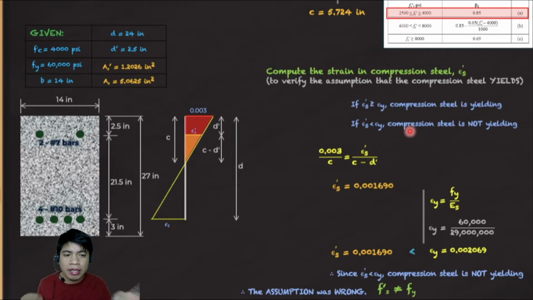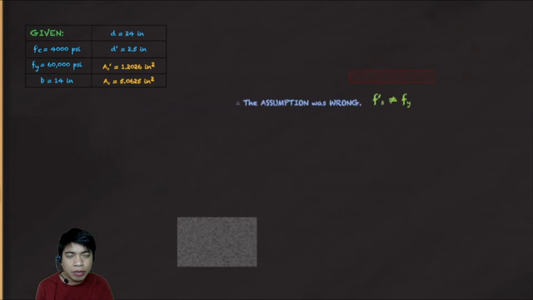So, kung mali yung ating assumption, guys, ibig sabihin yung na-compute kanina natin na A at saka C, mali yun. Hindi na dapat yung gamitin yung A at saka C na yun. Pati na din itong compression steel strain na to kasi gumamit tayo dito ng C na mali. So, mali yung mga na-compute natin kanina. So, ngayon, ano na yung gagawin natin kasi nga assumption natin ay mali.